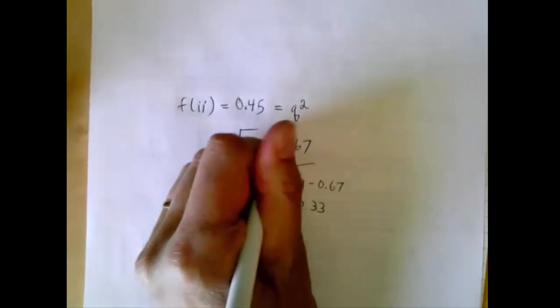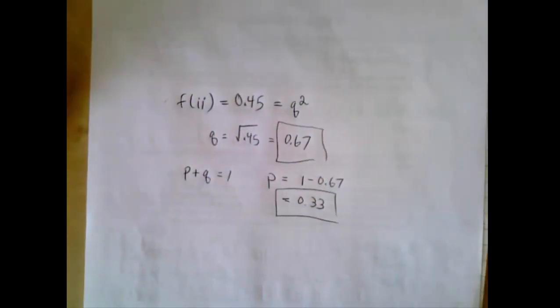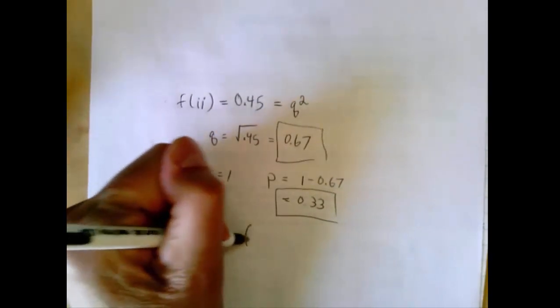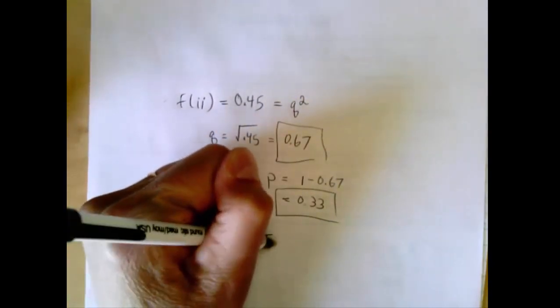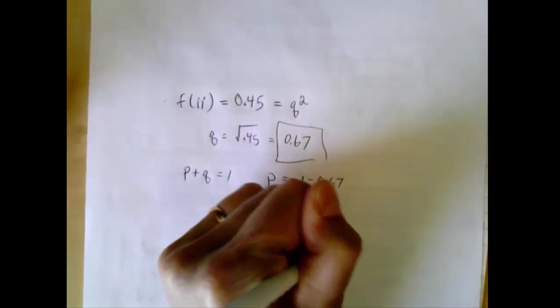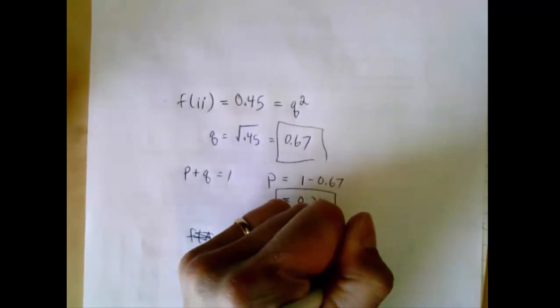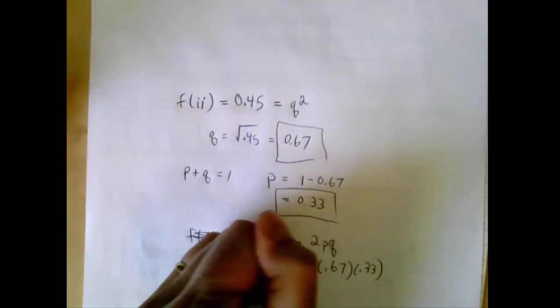So now we've solved for both q and for p. And now we can go on to answer the question of what percent of the population is a heterozygote that has at least one dominant allele and one recessive allele. And so the frequency of heterozygotes would be 2pq, and 2 times 0.67 times 0.33 equals 0.44, or 44%.